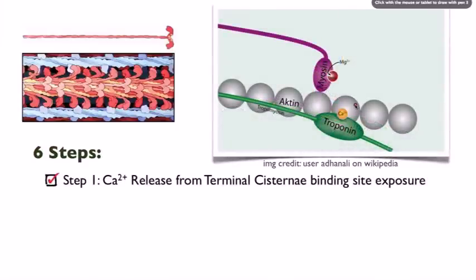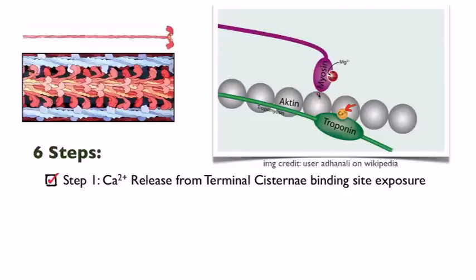So here we have calcium binding to the troponin. And then what that does is it causes a conformational change. To put it more simply, we're just moving the tropomyosin troponin complex. So that moves, and when that moves, it exposes the binding sites on the actin.